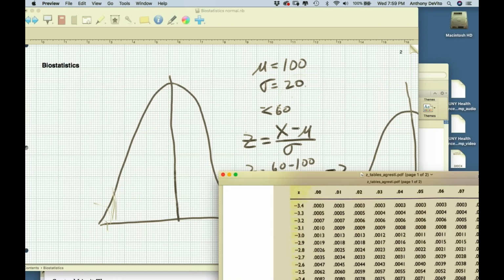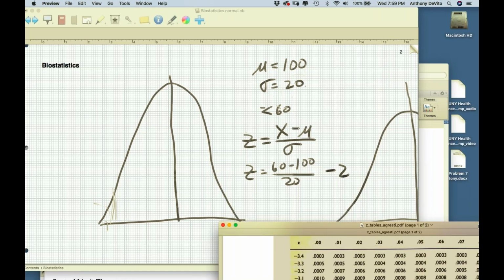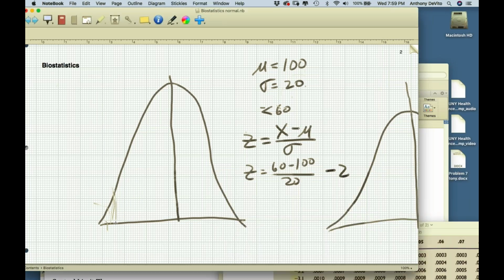So this area, the z-score of negative 2, represents 0.0228. Well, if I use the empirical rule, it would have been 0.0250, right? 2.5%. It's not. It's more accurately that number.